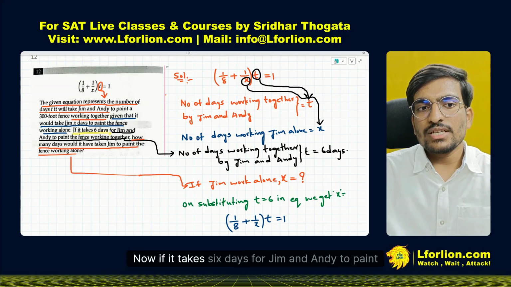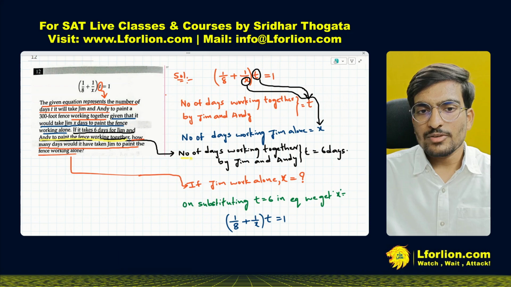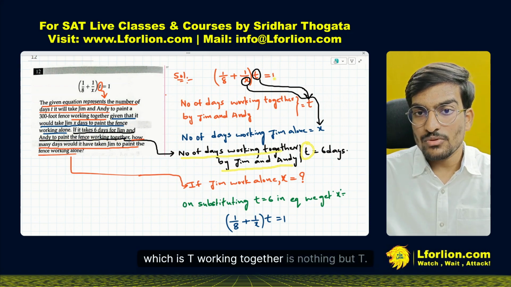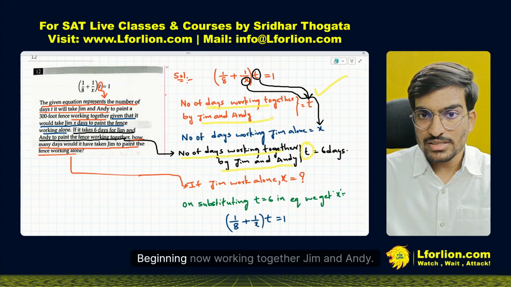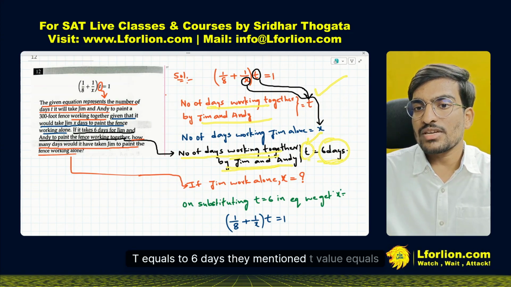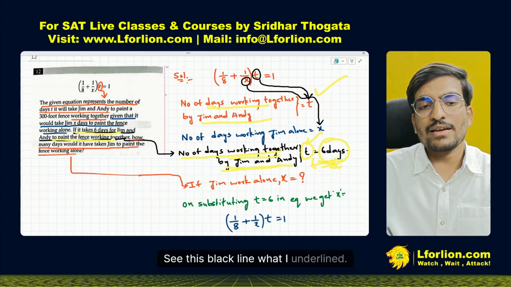Now, if it takes 6 days for Jim and Andy to paint the fence working together, what does that mean? The number of days working together by Jim and Andy is T. Working together is nothing but T. That's what they said in the beginning. Now working together, Jim and Andy, T equals 6 days, they mentioned. The T value equals 6. See this black line I underlined.